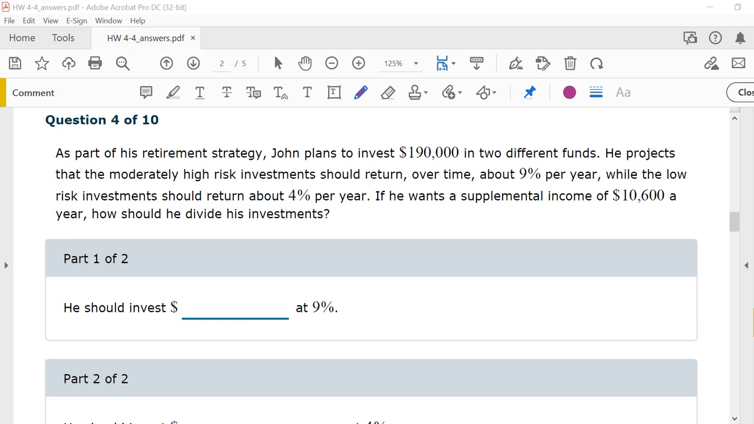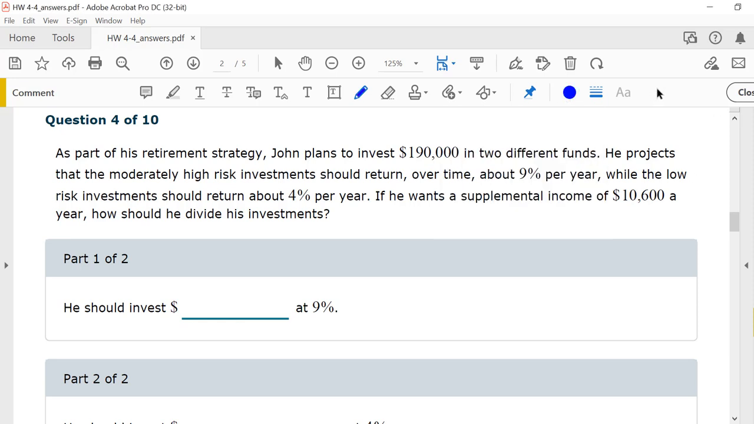Question 4. As part of his retirement strategy, John plans to invest $190,000 in 2 different funds. He projects that the moderately high-risk investments should return over time about 9% per year, while the low-risk investments should return about 4% per year. If he wants a supplemental income of $10,600 a year, how should he divide his investments?